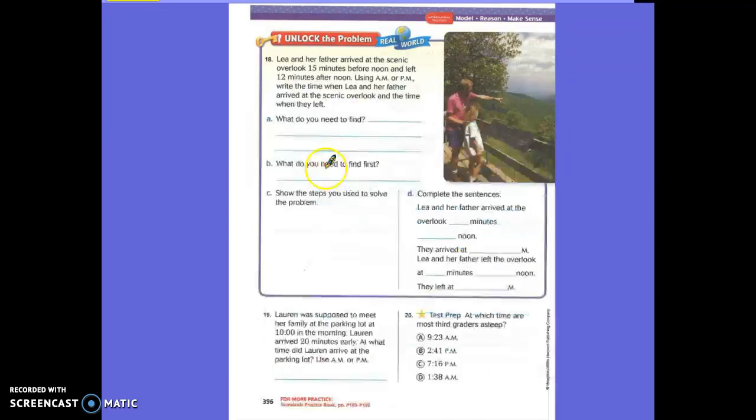Leah and her father arrived at the scenic overlook 15 minutes before noon and left 12 minutes after noon. Using AM or PM, write the time when Leah and her father arrived at the scenic overlook and the time they left. So what are we trying to find?